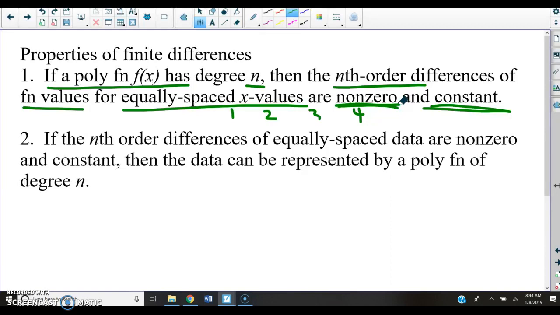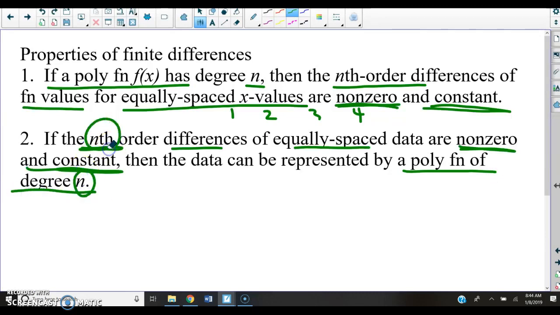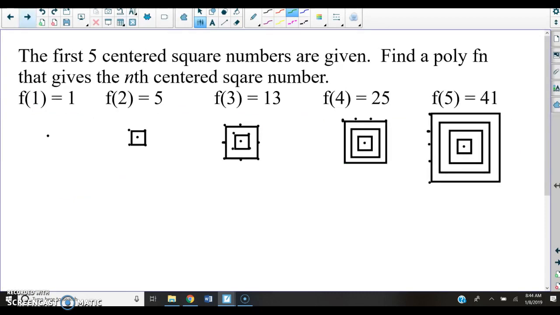Okay. And here's what I was talking about. If the nth order differences of equally spaced data are non-zero and constant, then the data can be represented by a polynomial function of degree n. So the degree matches when the differences are the same. Okay? Let's see if we can do an example.